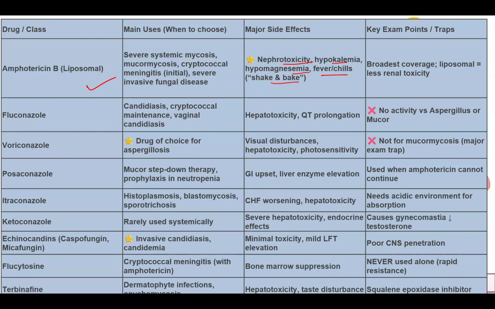Then you come to fluconazole. Fluconazole, what is it going to be? It is majorly going to be hepatotoxic or cause QT prolongation. Other drugs which cause QT prolongation, please tell me. Azithromycin. Dipyridamole. Okay. Moxifloxacin. Okay. Very good.